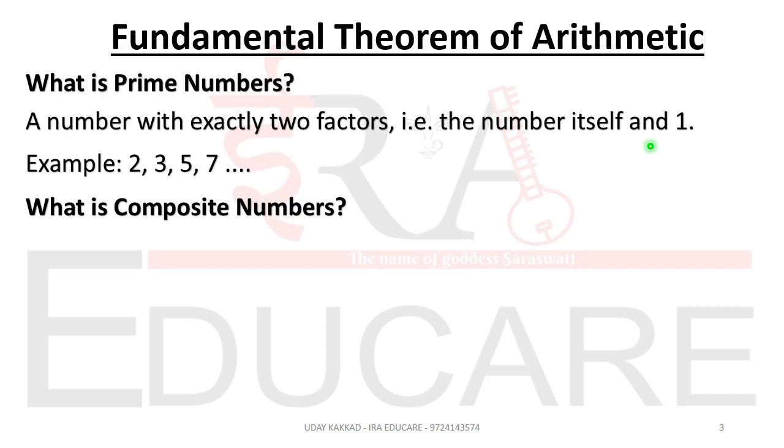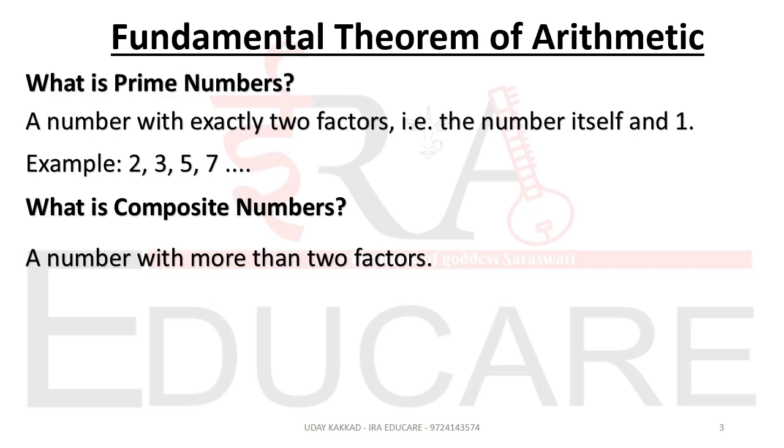Now what are composite numbers? A composite number is a number with more than two factors. A prime number has exactly two factors, the number itself and 1, but if a number has more than two factors, then it is called a composite number. For example 4, 6, 8, 9. 9 has the number itself and 1, because 9 ones are 9, so it has two factors, 9 and 1.